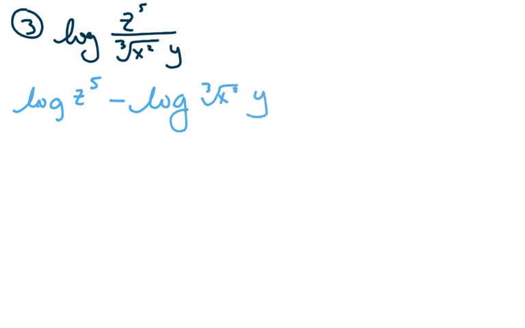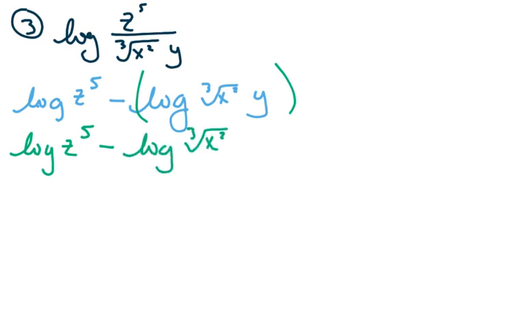And then we're going to pull apart all of this. So we have log of z to the fifth minus log of the cube root of x squared minus the log of y. And now we'll move our powers to the front.